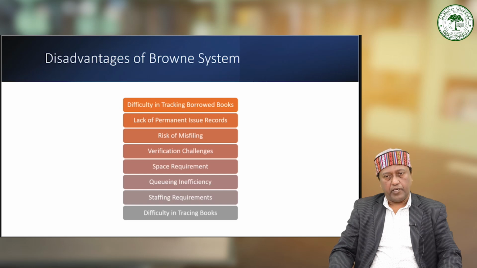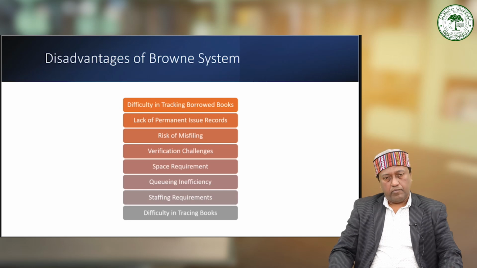Then, queuing inefficiency. Patrons may need to queue twice if they want to borrow another book immediately after returning a previously borrowed book, leading to unnecessary time consumption and inconvenience. That can be one drawback of the system. Then, staffing requirement. Efficient, vigilant staff are essential for operating the system effectively, potentially depriving patrons of the assistance of staff members who could otherwise provide valuable reference service.